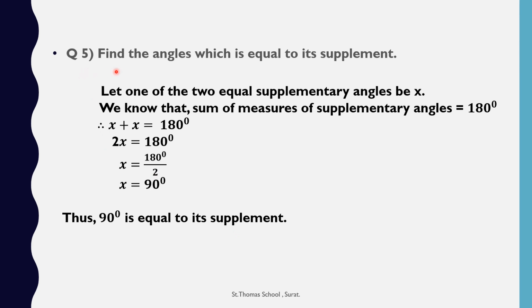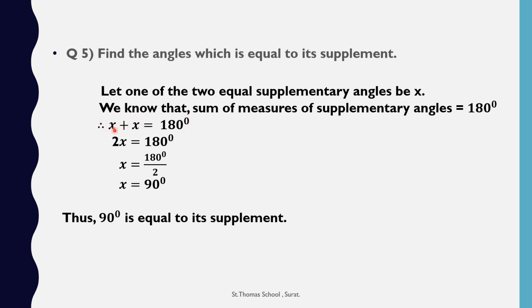Question number 5. Find the angle which is equal to its supplement. Supplement means the sum of the measures of two angles is 180 degree. And they said angle and its supplementary angle both are equal. So what will we take? Let one of the two equal supplementary angles be x. And we know that the sum of measures of supplementary angles is equal to 180 degree. That means x plus x is equal to 180 degree.